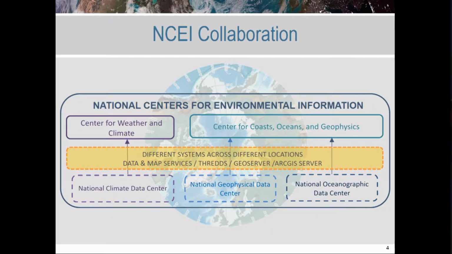Another little piece of background, for anyone who hasn't heard: the National Centers for Environmental Information is recently formed from the former 3 NOAA data centers there down at the bottom, the Climate Data Center, Geophysical, and Oceanographic Data Center. We're now under one organization in 2 divisions, the Center for Climate and Weather, and the Center for Coasts, Oceans, and Geophysics. While we're transitioning to our goal of using shared infrastructure and shared systems, in reality, at this point in time, we're still a collection of very different systems across different geographic locations. We're all serving up different versions of data and map services from different vintages of servers and so on and so forth. So that was another challenge that we were facing here.